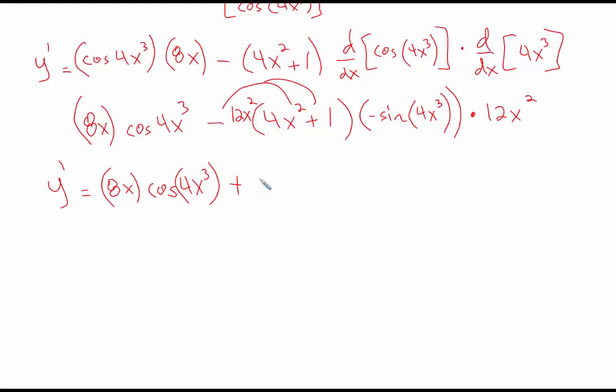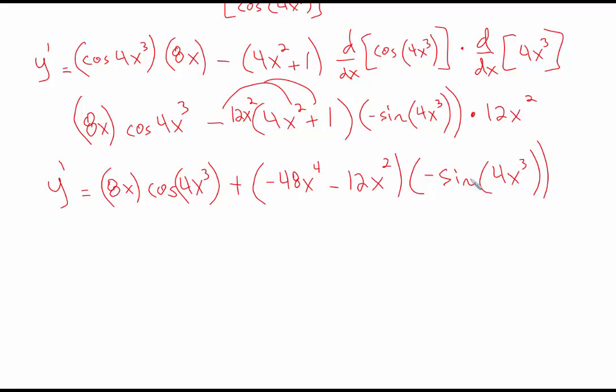So I have plus, right, and then negative 48x to the fourth minus 12x squared. Okay, minus 12x squared times negative sine 4x to the third.